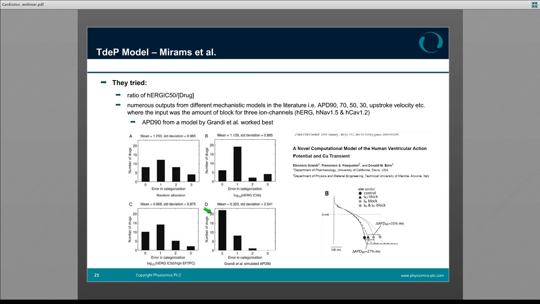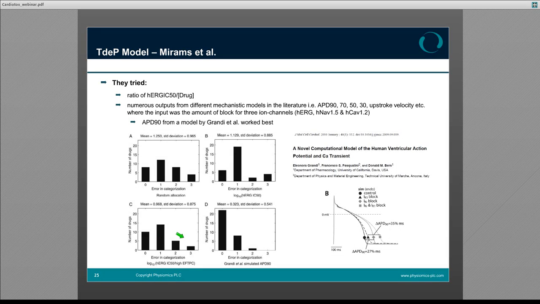And you can see how effective that was in the panel here highlighted in C. So basically what you're seeing here is the error in categorization. Did we get the prediction completely right? Were we 1 category away in terms of our prediction? Were we 2 categories away? Or were we 3 categories away? And as you can see, the ratio of hERG IC50 over the effective therapeutic concentration is not such a great predictor of what category you belonged in according to the system here.